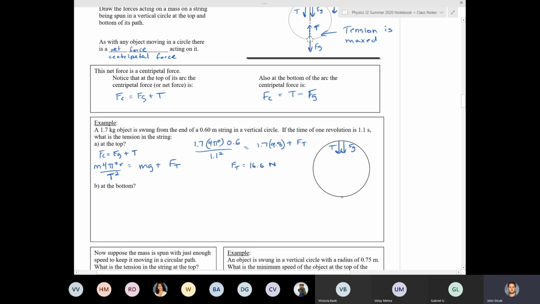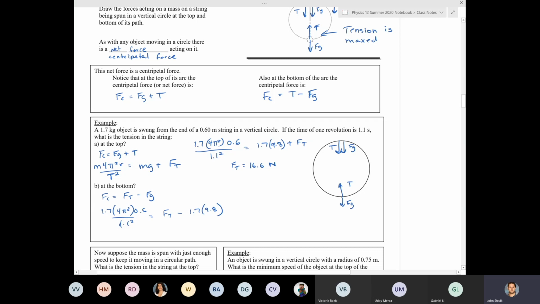Okay, and at the bottom, we have tension going up and FG going down, and so this one's going to be FC equals FT minus FG. And it's going to be the same FC, that's dependent on mass and pi and r and T. So this is still going to be 1.7 times 4 pi squared times 0.6 divided by 1.1 squared equals, now instead of FG plus FT, it's FT minus 1.7 times 9.8.